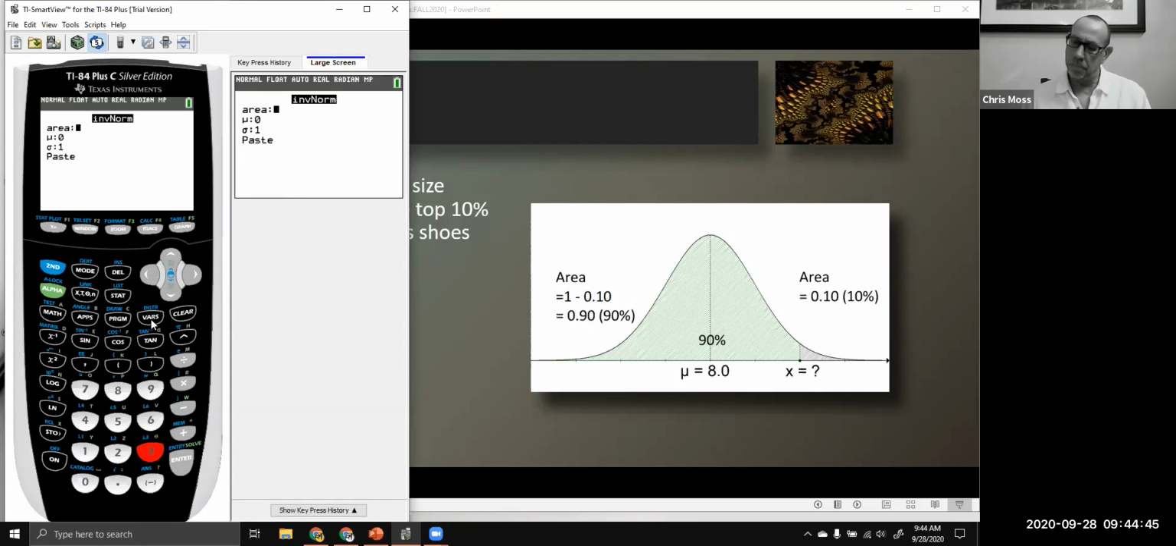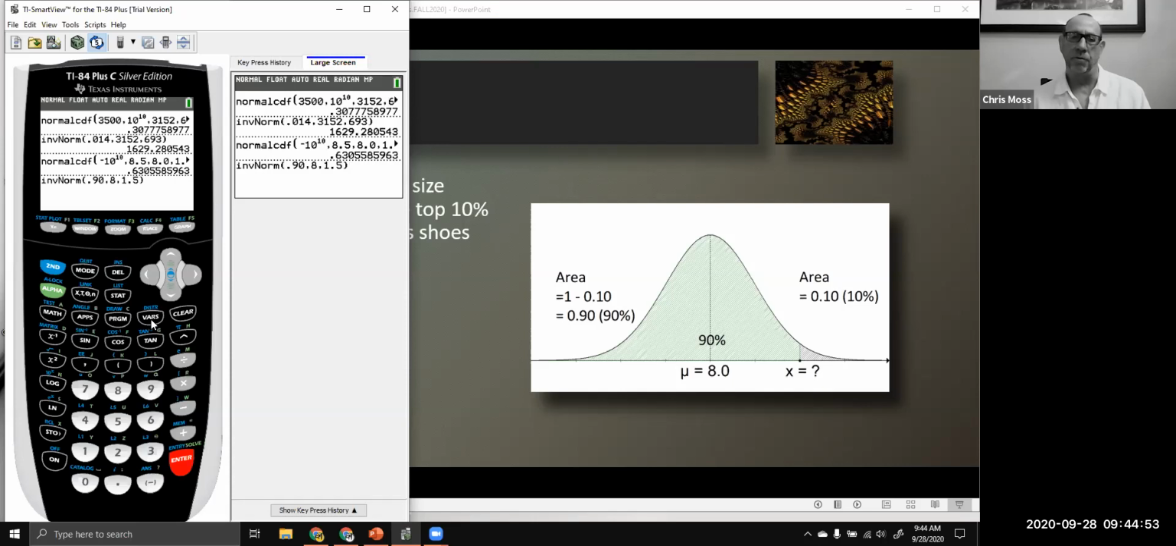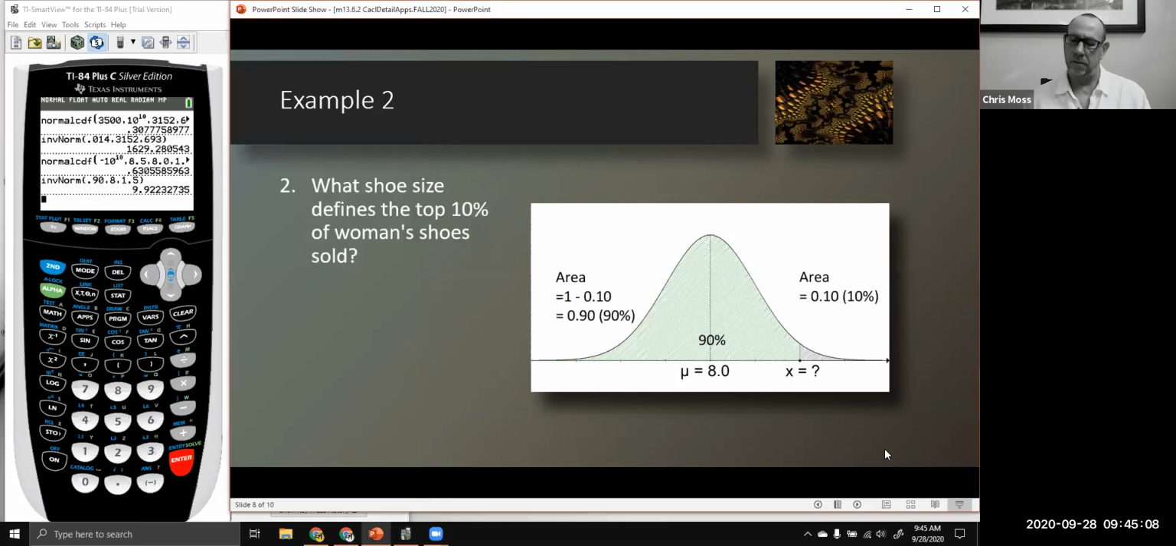Area, 0.90. Mean, 8. Standard deviation, 1.5. Plug it in, blow on it once for luck. And I get a 9.92 and change. I'll round that to 1 decimal place because my mean and my standard deviation for women's shoe sizes have 1 decimal place. 9.9, that's the shoe size that separates the top 10% of shoe sizes from the rest.